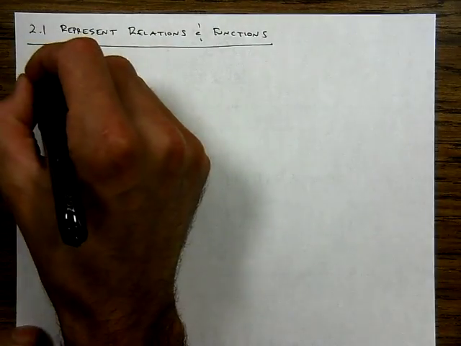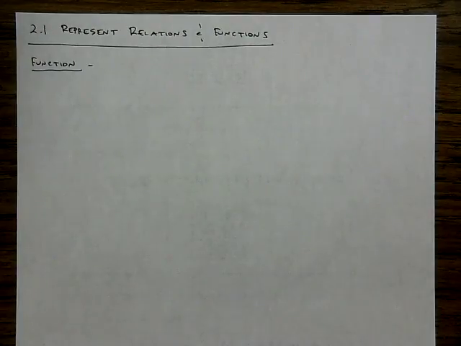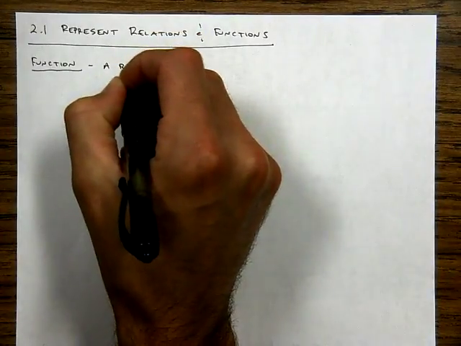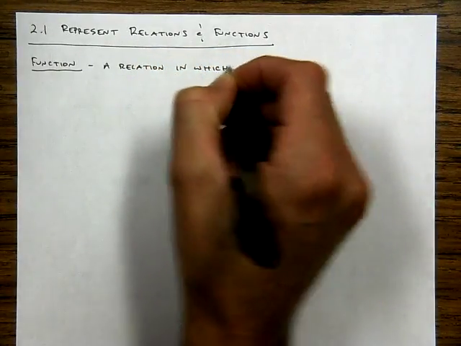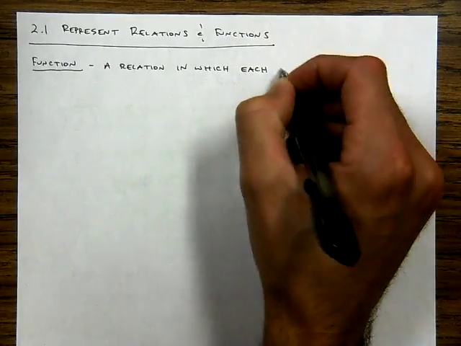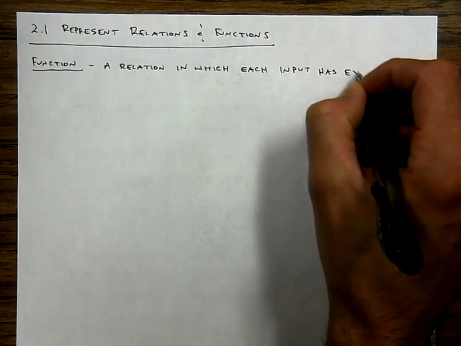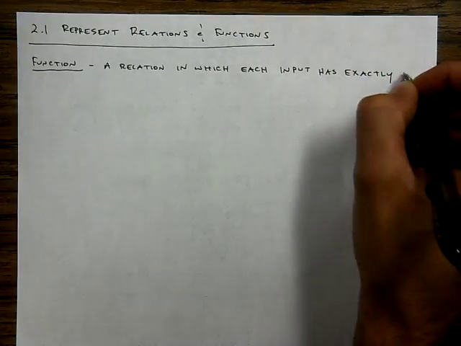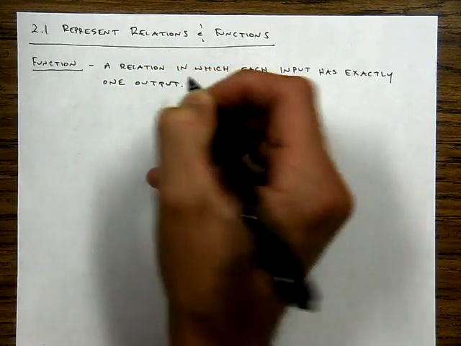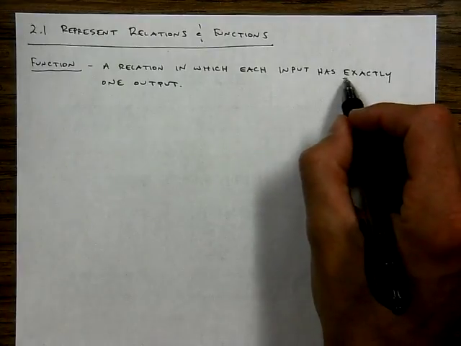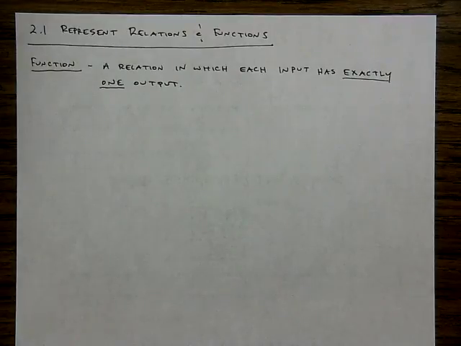All right, so the definition of a function is a relation in which each input has exactly one output. I'm going to go ahead and underline the words exactly one, making that the most important part of the definition.